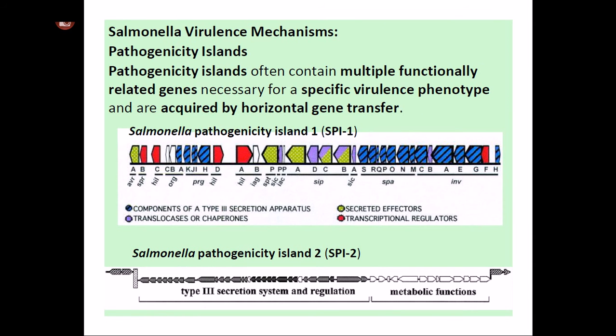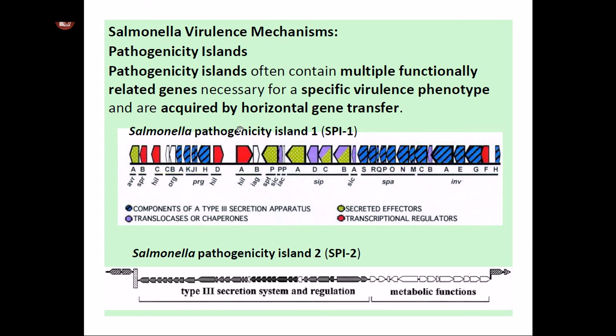Now, Salmonella virulence mechanisms are mediated by pathogenicity islands, and that's a very interesting concept. Pathogenicity islands are a stretch of multiple functionally related genes necessary for a specific virulence phenotype. That is why they are called pathogenicity islands. So multiple functionally related genes are placed one after another in a stretch of genome sequence, specific for a particular virulence phenotype. Okay, and they are normally acquired via horizontal gene transfer.